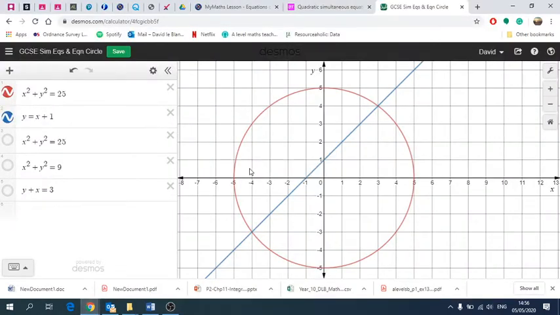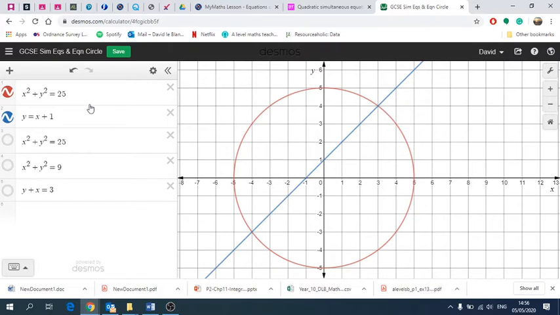Okay, we're going to look at solving the problem x squared plus y squared equals 25 and y equals x plus 1. So this is a simultaneous equation where we're told y is equal to x plus 1 and x squared plus y squared equals 25. So solve this problem to find x and y.